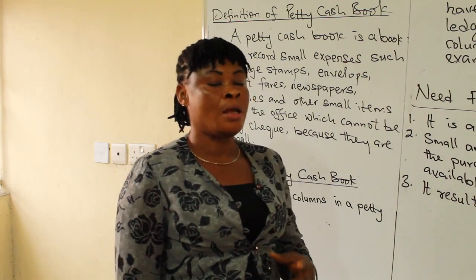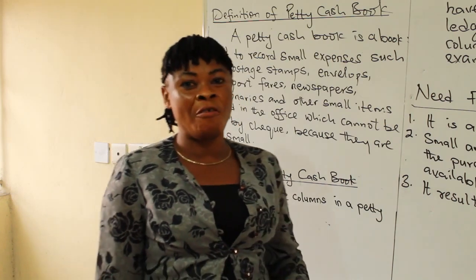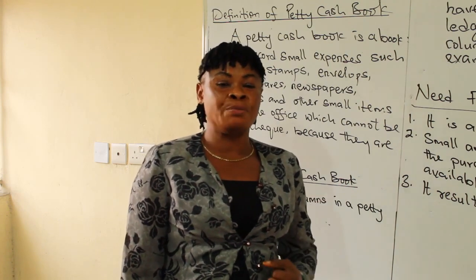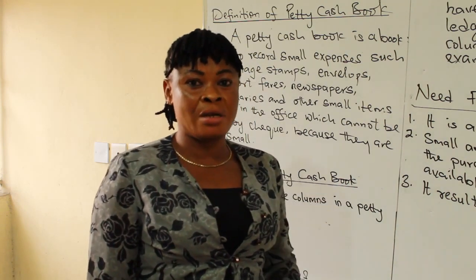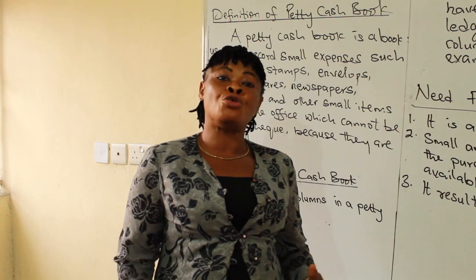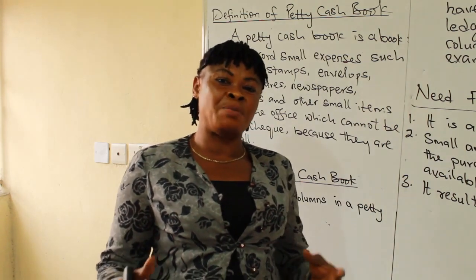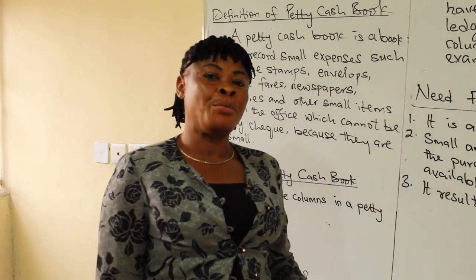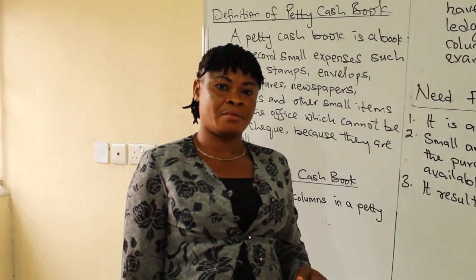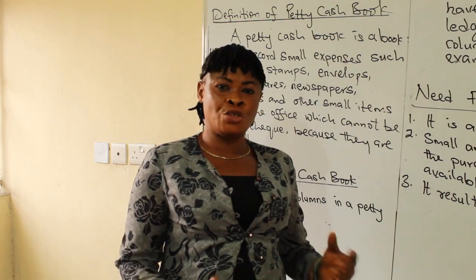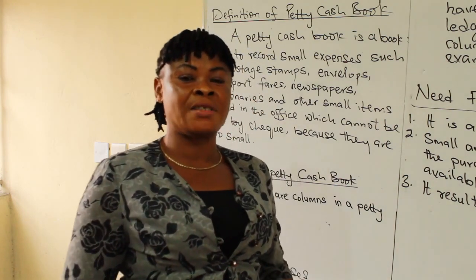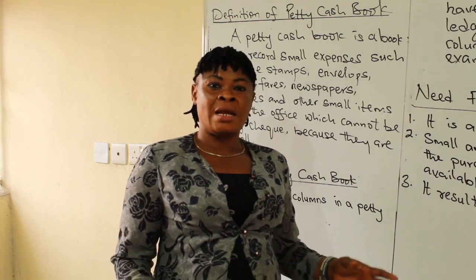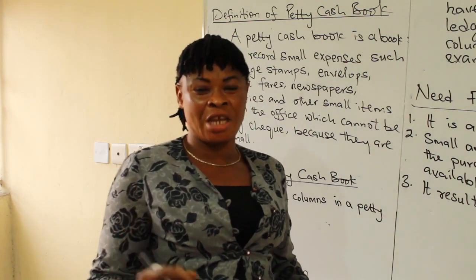Now, the definition of petty cash book. A petty cash book is a book that is used to record small expenses such as postage stamp, envelopes, and other small items that are needed in the office, which cannot be paid by check.